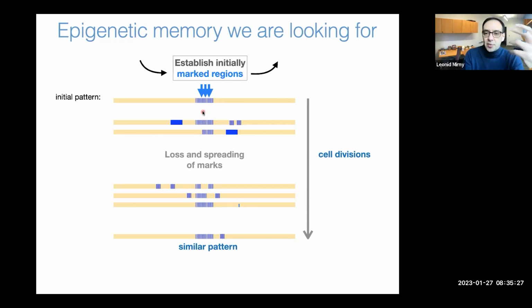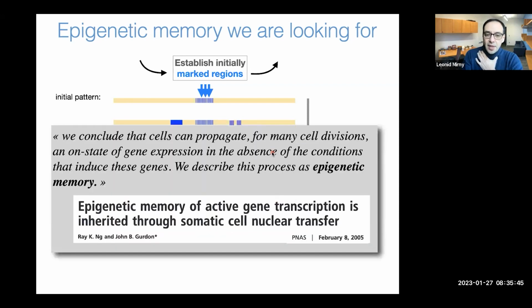You write something on the hard drive and you want it to stay on the hard drive without you constantly writing it over. And the question is, for how long can it stay, and can this pattern actually be preserved just by itself through several rounds of cell division, during which you have this essential dilution of the pattern through replication. I call this epigenetic memory in the sense of John Gurdon, who in this seminal paper defines epigenetic memory as the ability of cells to maintain, for example, gene expression, or in this case, patterns of histone marks through cell cycles without conditions that induce this particular pattern.